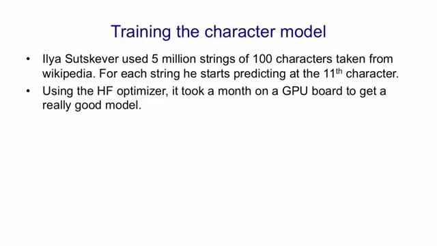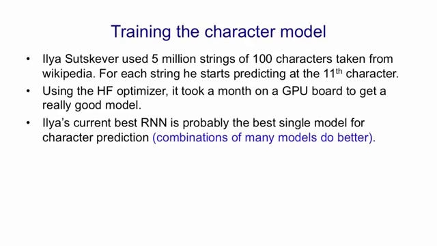He used the Hessian free optimizer, and it took about a month on a very fast GPU board to get a really good model. His current best recurrent neural network for character prediction is probably the best single model there is for predicting characters. You can do better than this model by combining many different models using a neural network to decide which one to use, but for a single model, it's as good as it gets.